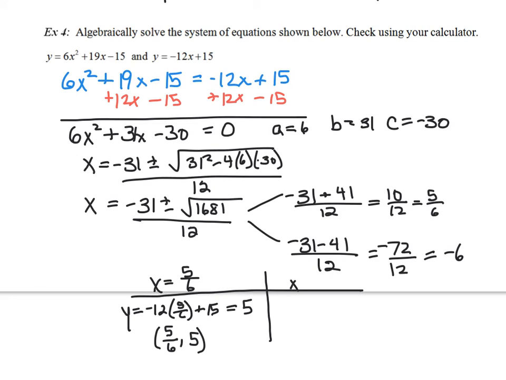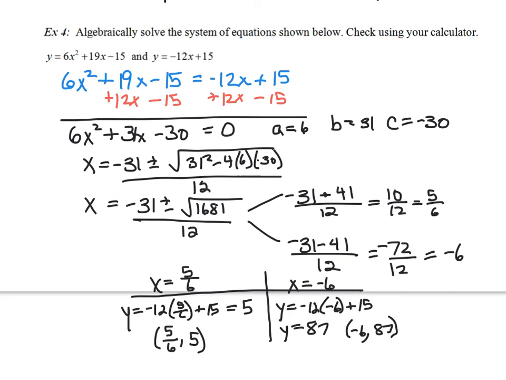Now let's try an x value of negative 6 for our other point of intersection. y is equal to negative 12 times negative 6 plus 15. So for this y value, I'm getting an answer of 87. Wow, that's much different. So my point of intersection, negative 6, 87.